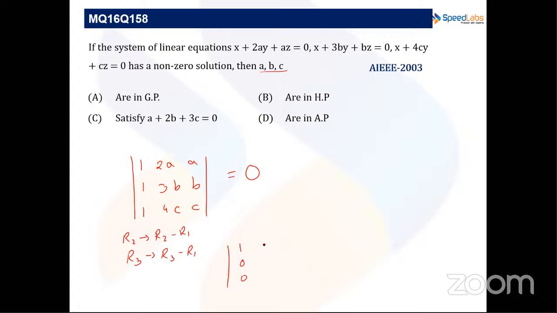So 1, 0, 0, 2a, and this will be 3b minus 2a, b minus a, 4c minus 3b, and 4c minus 2a and c minus a. So on solving, we will be getting (3b minus 2a) into (c minus a) minus (b minus a) into (4c minus 2a) equals to 0.